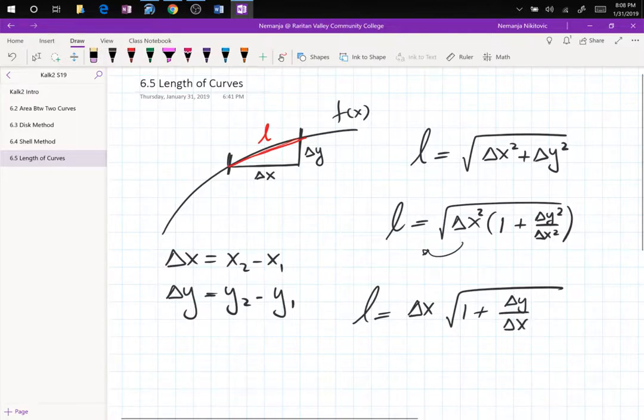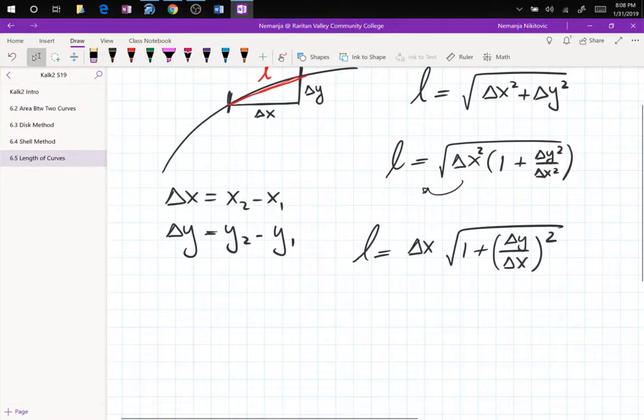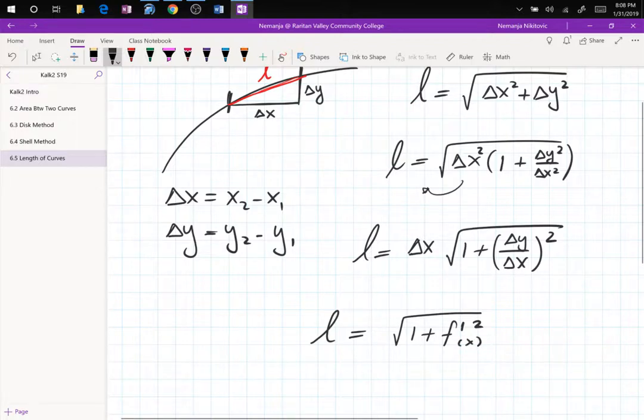You know what I'm going to do? I'm just going to do this and put the square on the entire fraction, using algebra formula. So this little calculation gives us exactly what we need. We have this little L to be the square root of 1 plus delta y over delta x, squared. Isn't that the derivative? Yeah, right? So just call it f prime squared of x. And then you have this delta x on the outside.